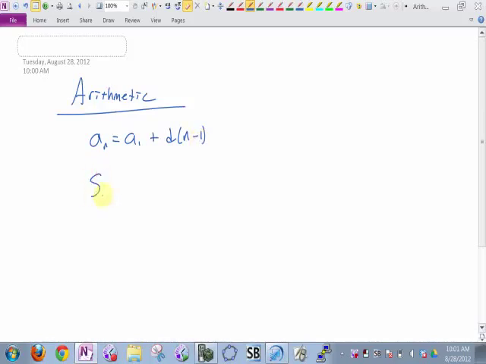Then the formula for the sum of the first n terms of an arithmetic sequence is the number of terms you're adding together divided by 2 times the first term plus the last term, or the nth term. Lots of times you don't know that, so you have to use this formula. Maybe they say add together the first 100 terms, so you use the first formula to find out what the 100th term actually is. So sometimes they use the combination.